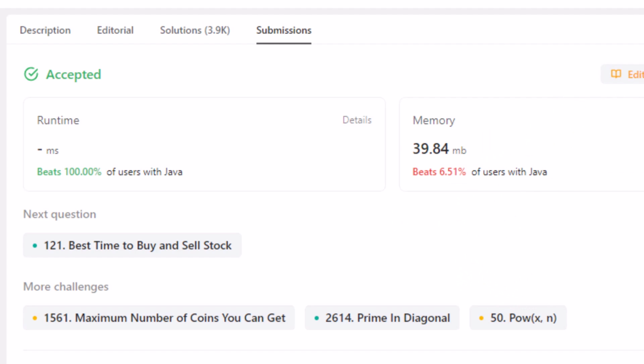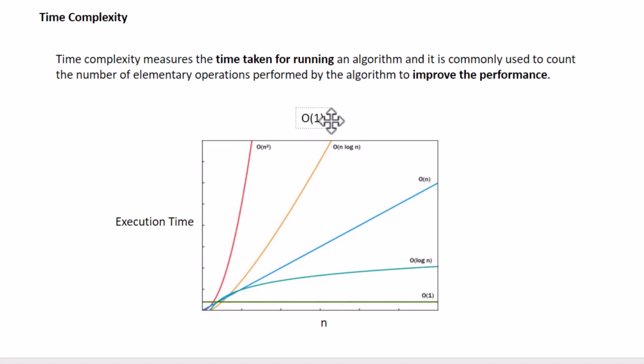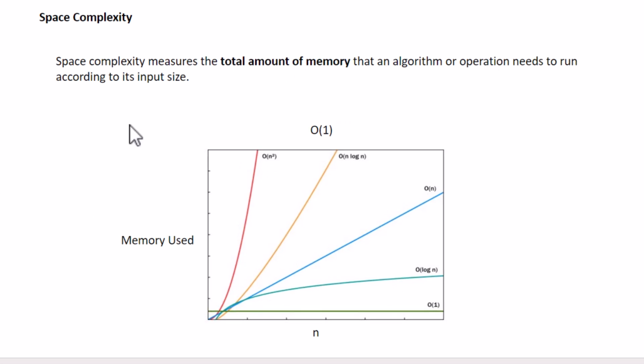All right. So the time complexity of this is O of 1. We're basically just doing an if statement. So it looks like this graph here. Same thing with space complexity, O of 1. Nothing too drastic here. And that's it.